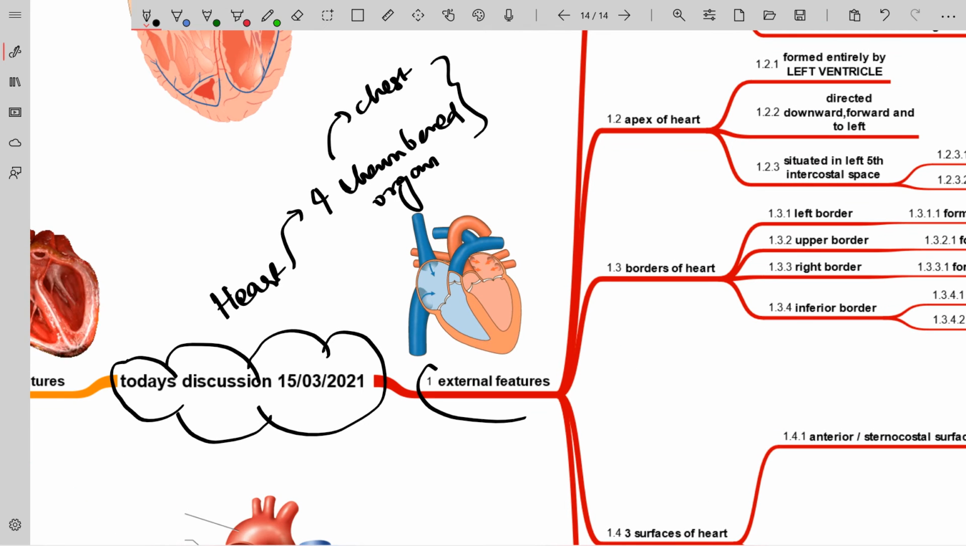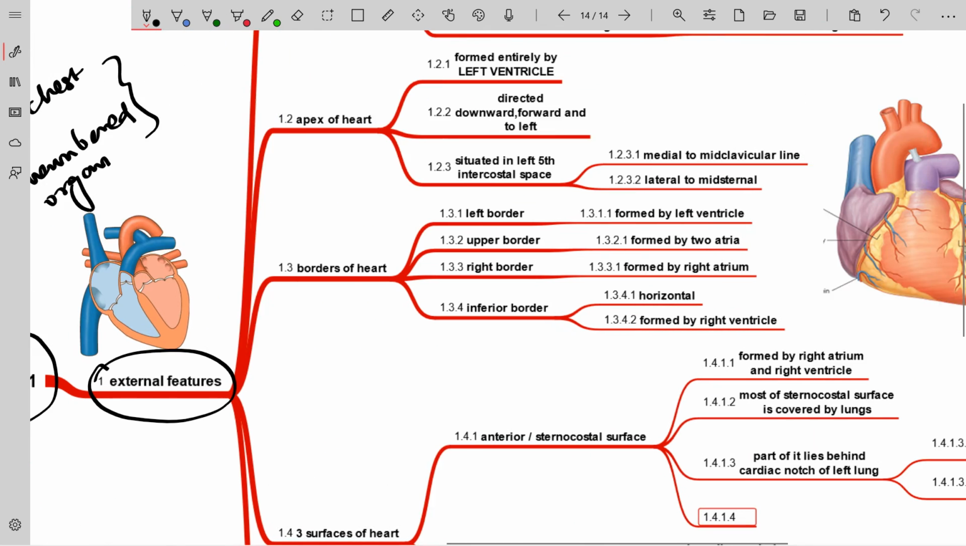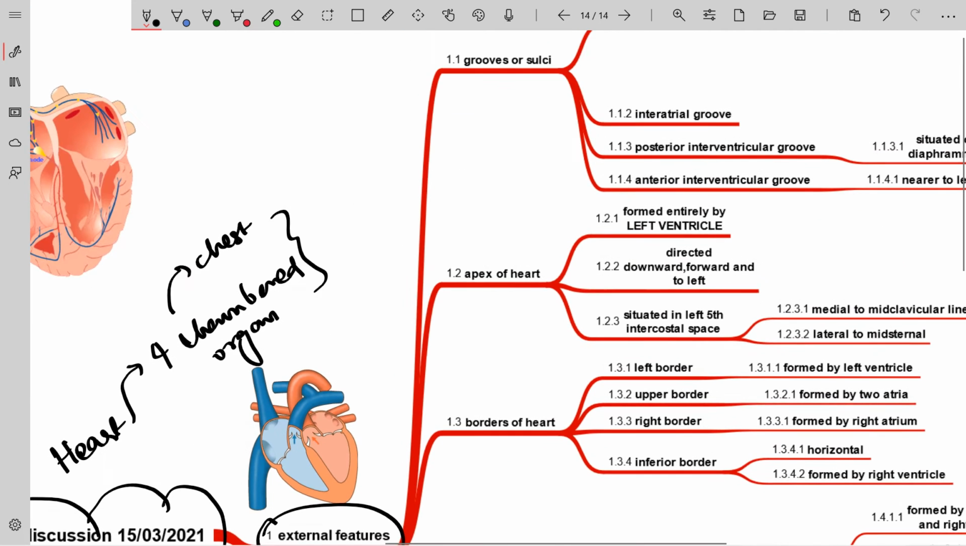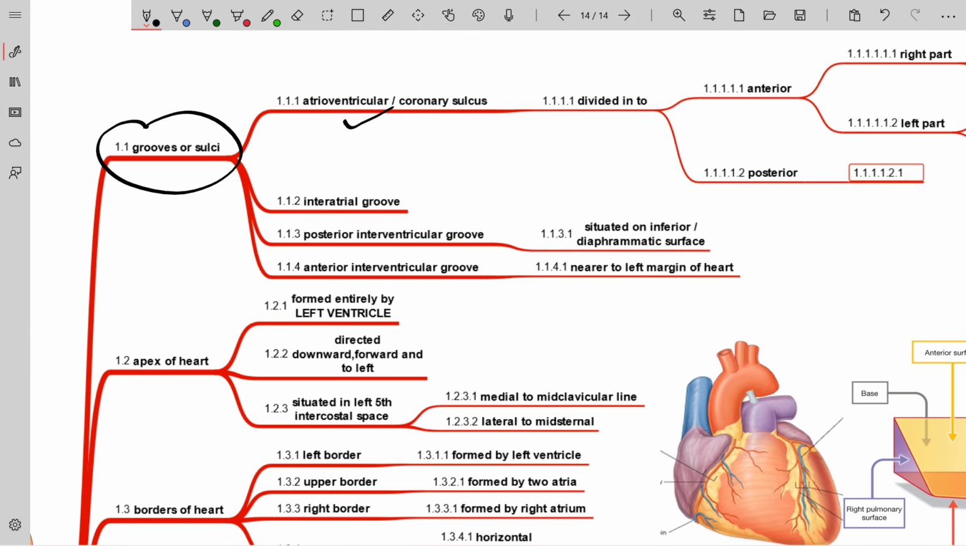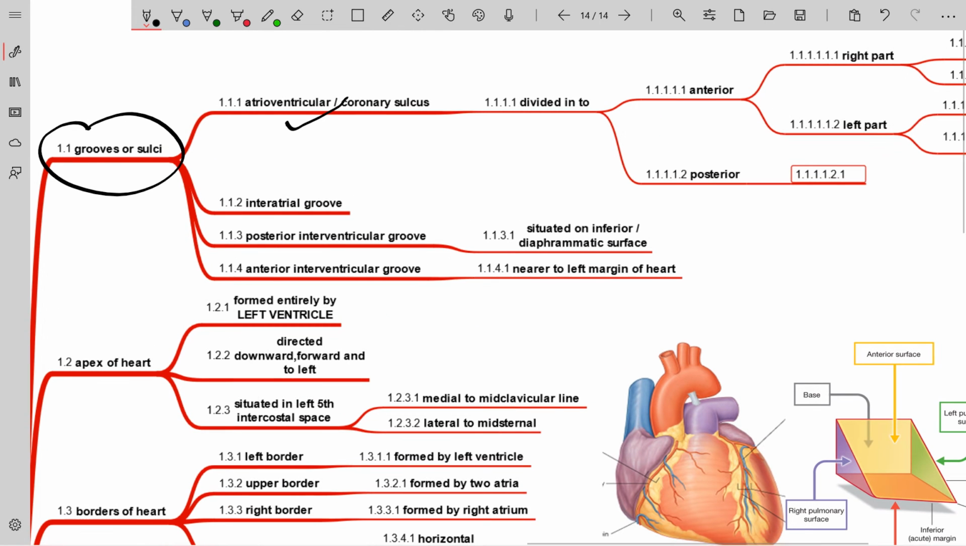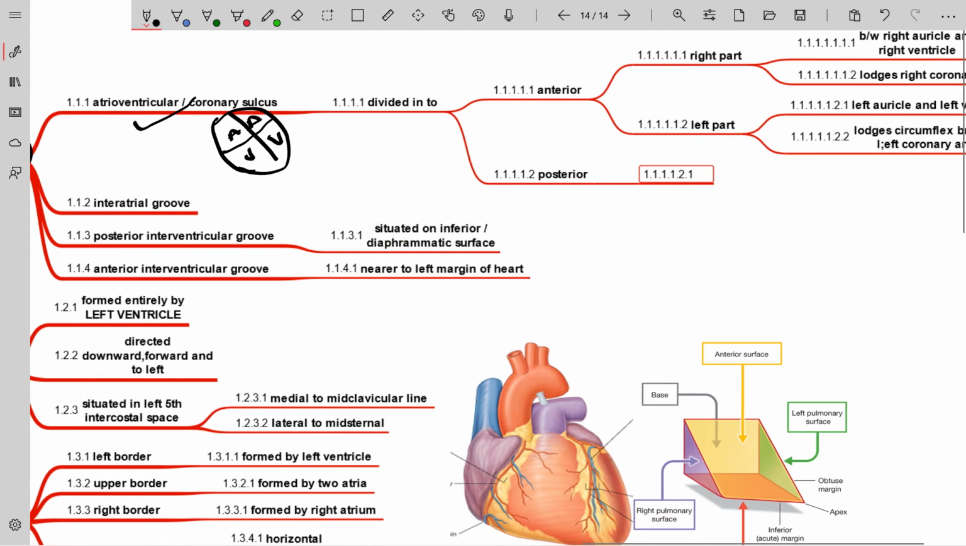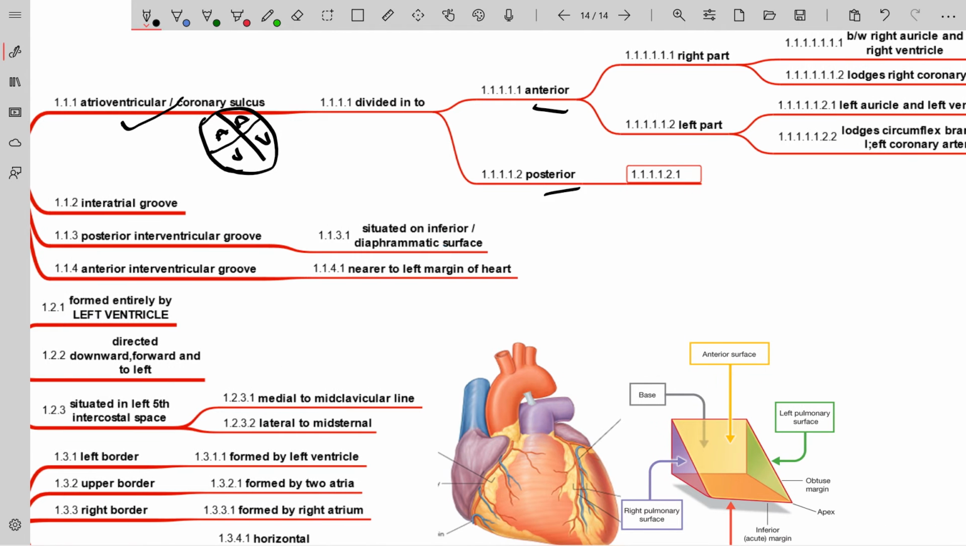First we will discuss about the external features of heart. First we will discuss about the grooves and sulci. Atrioventricular or coronary sulcus is the sulcus between the atria and ventricles. It is divided into anterior part and posterior part.